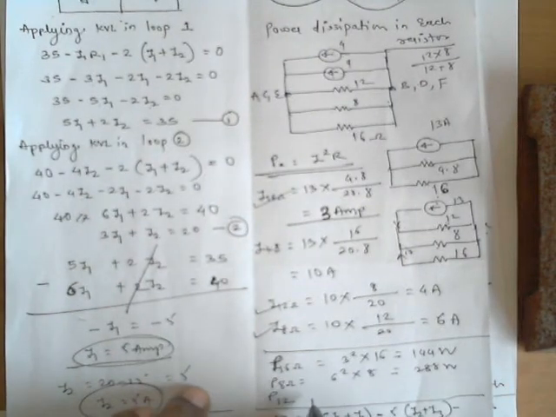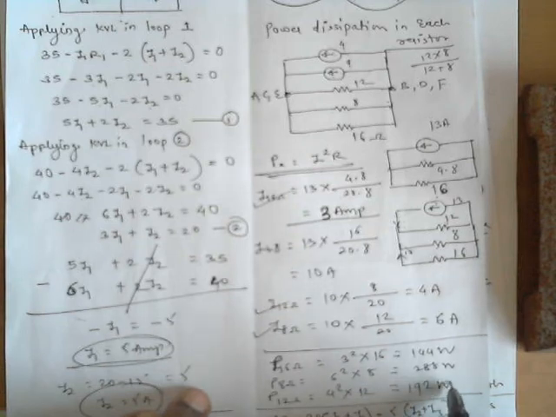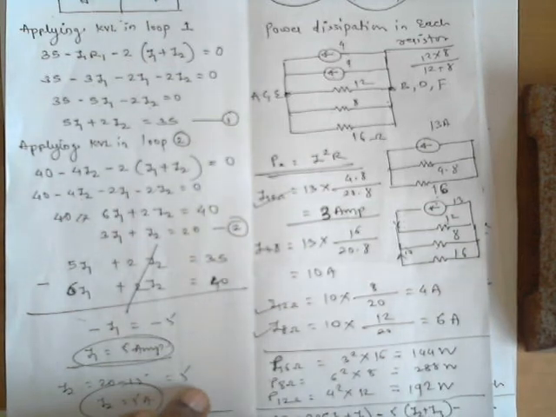So power in 12 ohm is, what is current in 12 ohm? 4 ampere. 4 squared into 12, so it is 192 watt. Okay, this is how we can find out the power.